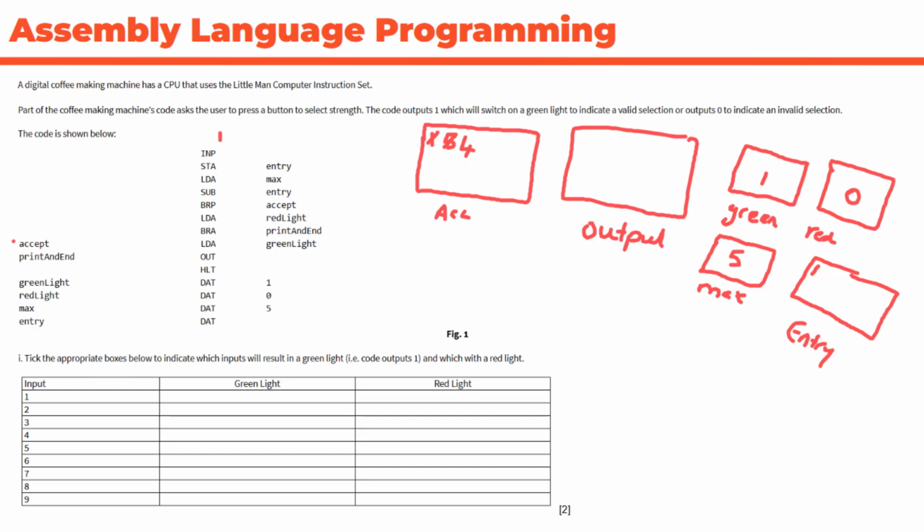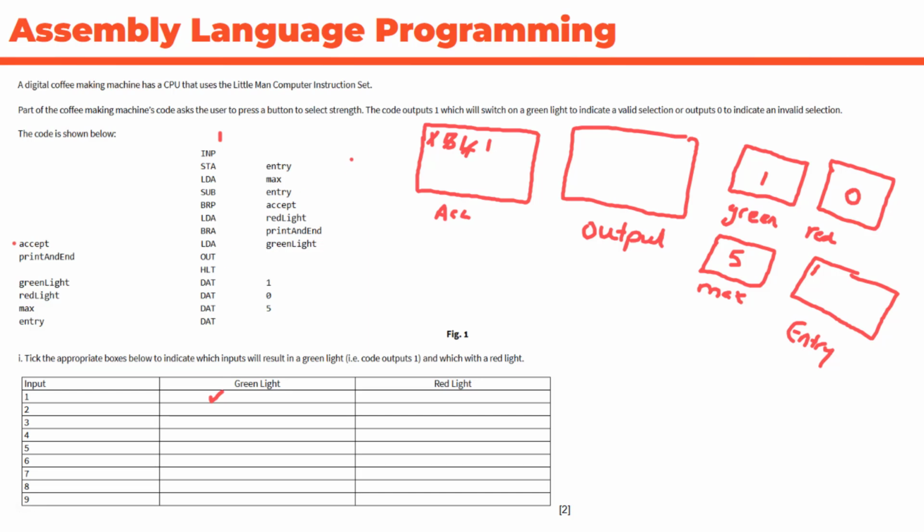So we jump to accept, which is here, and it says LDA green light, load green light, which is 1. And what does it say do then? Out. Okay, so we output green light. So we tick this one. Green light. Do we stop? Out, halt. Yes, we do. We stop. Okay, excellent. Done that one.